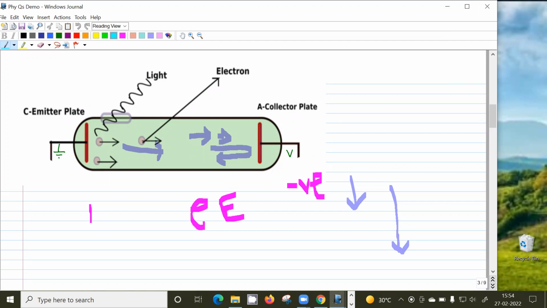Here in this photoelectric effect, what is the input? What can you consider as input? And what is the output? Input is light, output is the photoelectrons. Yeah, you can think like that.